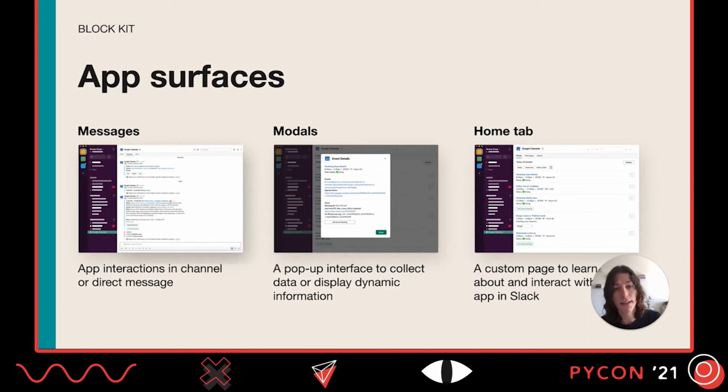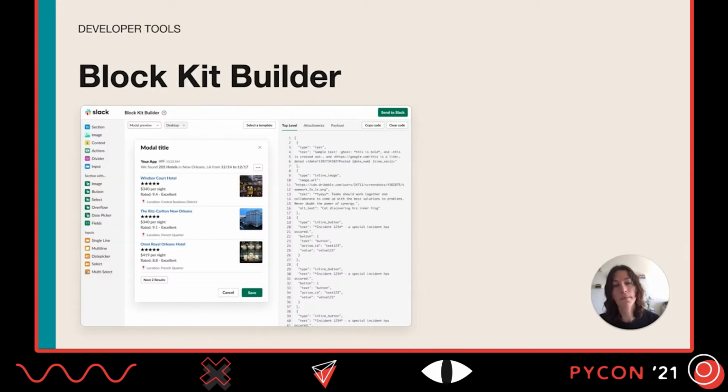That's going to be the information that's most relevant to them. And when building for these different surface areas, you can use our tool called Block Kit Builder, which allows you to create UI either from scratch or using one of the templates created by our design team. And you can drag and drop blocks, modify it however you want, and then copy this JSON payload on the right-hand side.